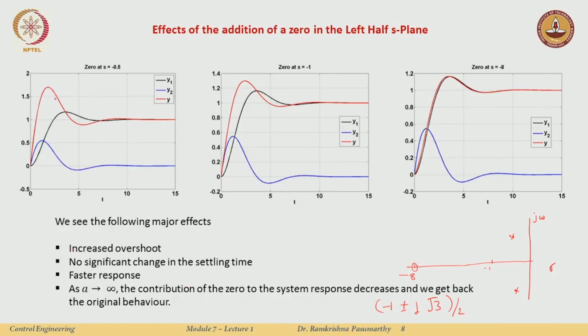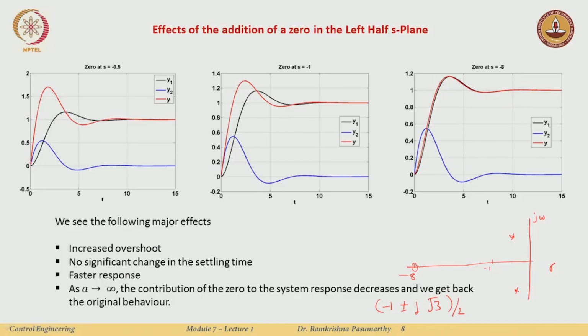Well, first there is an increased overshoot depending on the location of the 0, but what happens here, right, there is not too much change in the settling time, and they more or less reach 98% of the original value in fairly the same time, right, all 3 of them, including the original one.